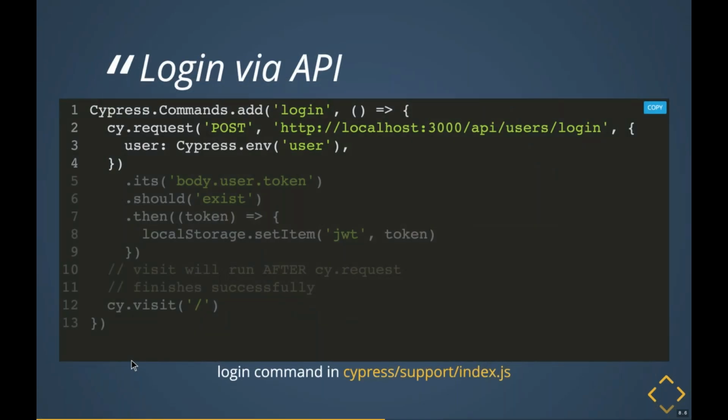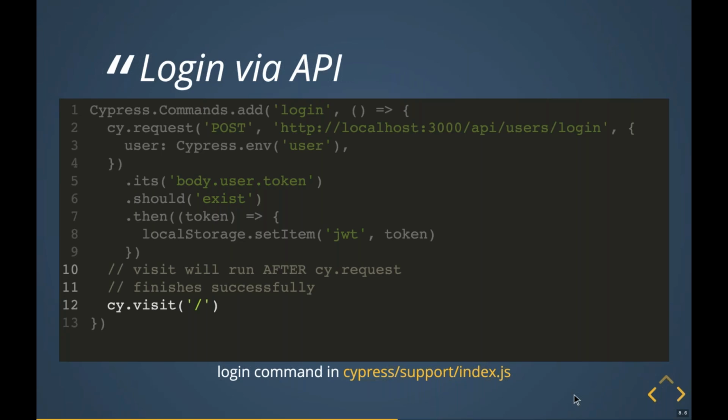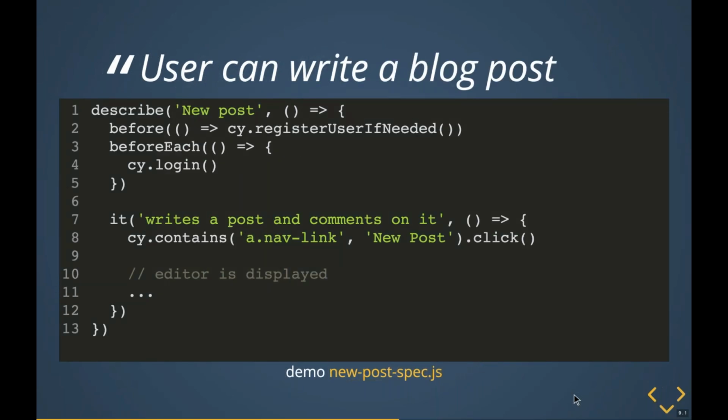So here's the Cypress equivalent. We're going to add a Cypress command, login. We're going to make a request and pass the same user information that we used to create a test account. This will give us an object. From that object, we'll get the user property, then its token property. We verify that it exists, so we can easily check that it's not null. And then we get the token, and we just set it in local storage. After this command completes, we're going to have a valid JWT token in local storage. And then when we visit the page, our web application will be logged in. That's as easy as that.